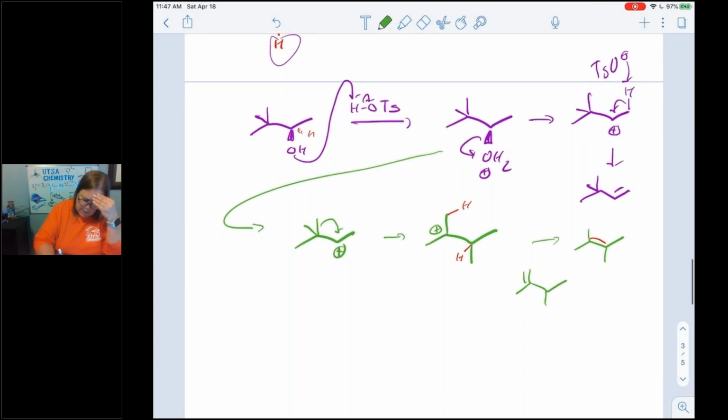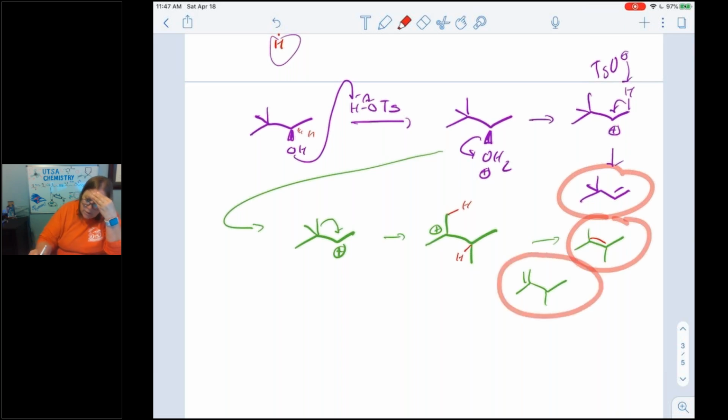So for this particular reaction, there's going to be what? 1, 2, 3 products. Remember, during a hydride shift, you're going to have a product that can form two different ways, before and after rearrangement. With an alkyl shift, you're not going to have a product that can form before and after. Just not seen.